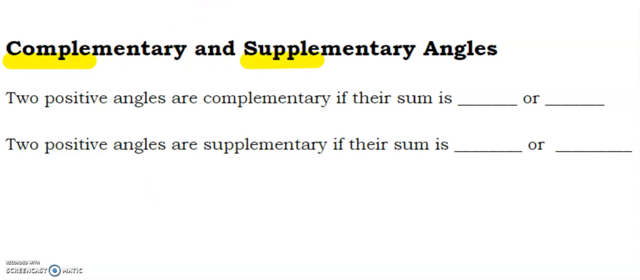Okay, so two positive angles are complementary if their sum is 90 degrees, or pi over 2. Where am I getting that? Well, I've just converted 90 degrees to pi over 2. Okay, that's the radian version of 90 degrees. And then two positive angles are supplementary. Hopefully you remember that that's 180 degrees, or in radian terms, that would be pi.